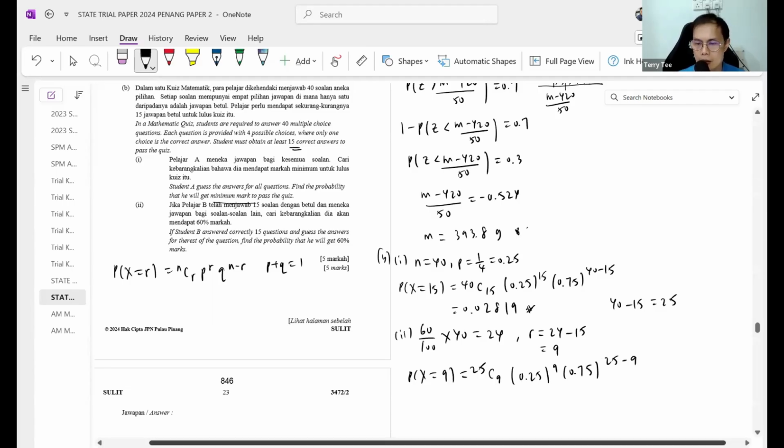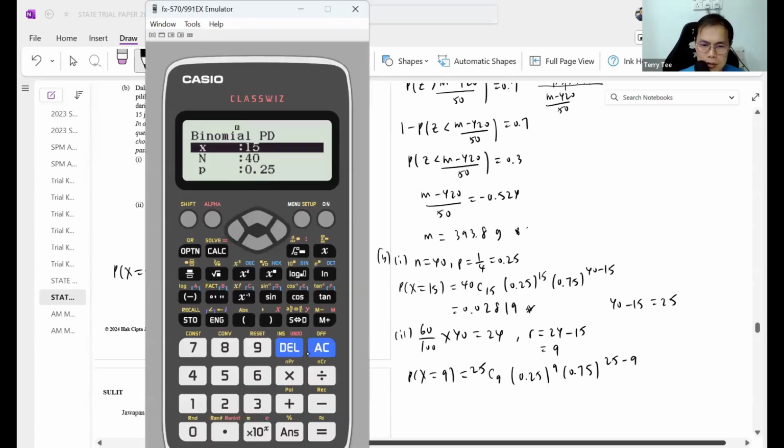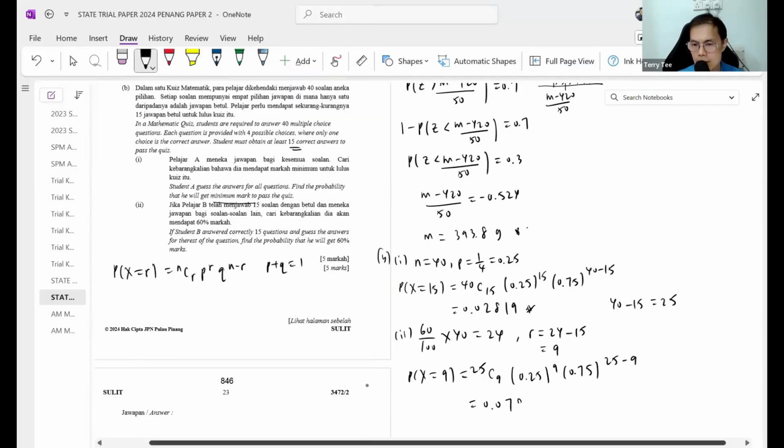Now, again, you can use this function. You can type manually, but this time I'm going to use this function directly. Your x is 9, your n is now 25, and p is still the same, 0.25. I got 0.07811.